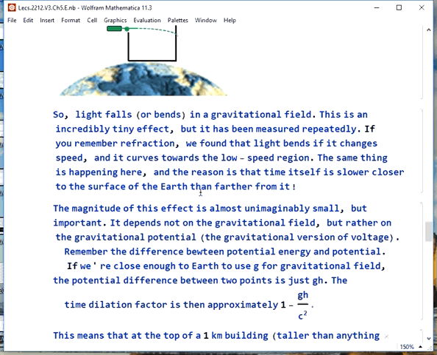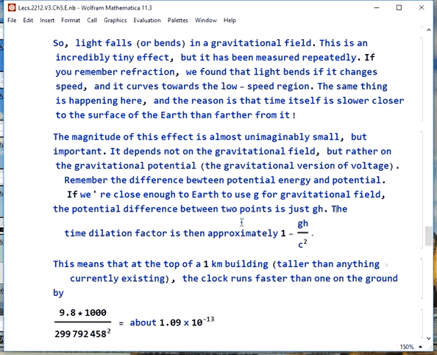The magnitude of this is ridiculously small, but it's important. And oddly enough, it doesn't depend on the gravitational field, but on the gravitational potential. Potential is, remember, the gravitational version of voltage. Keep in mind the difference between potential energy and potential. If we're close enough to the Earth to get by with using little g, then the potential difference between 2 points is just g times h. This is potential energy divided by mass, remember. The time dilation factor is 1 minus gh over c squared.